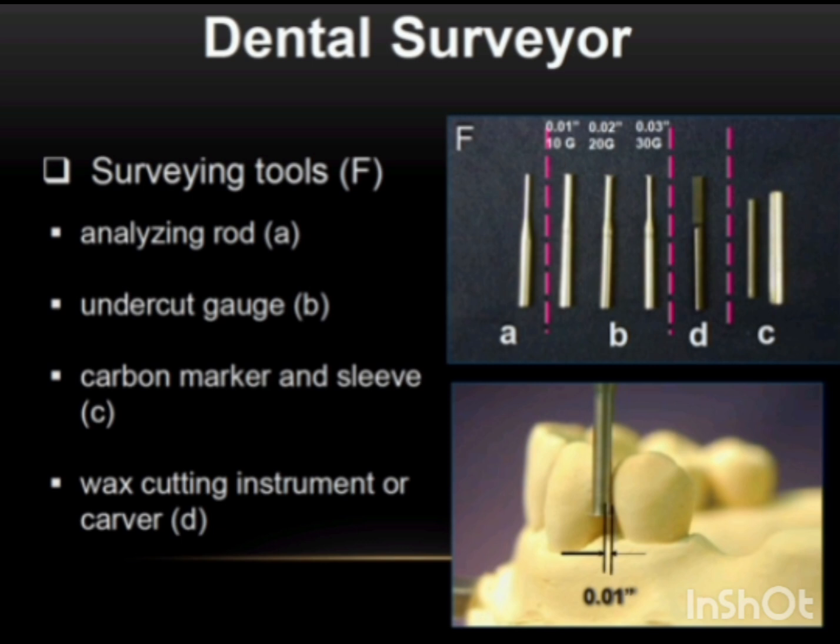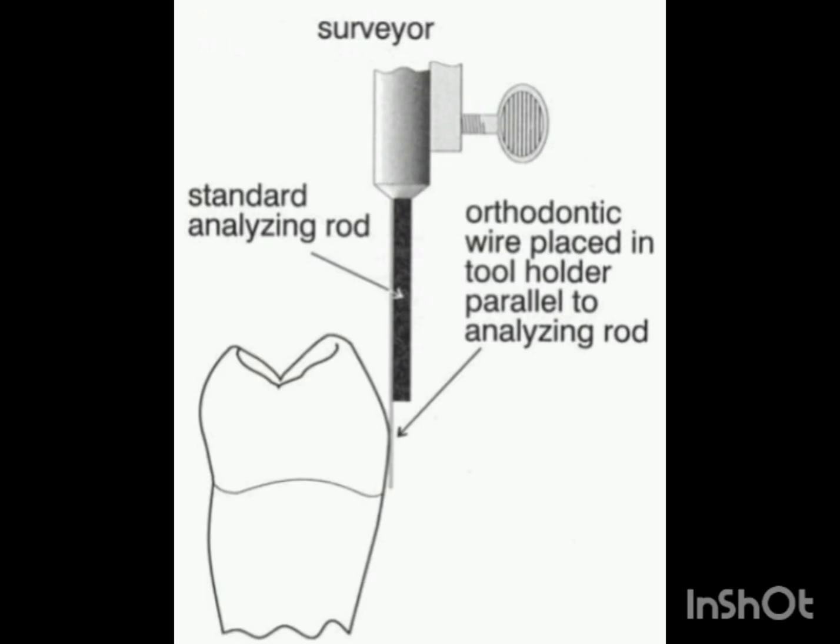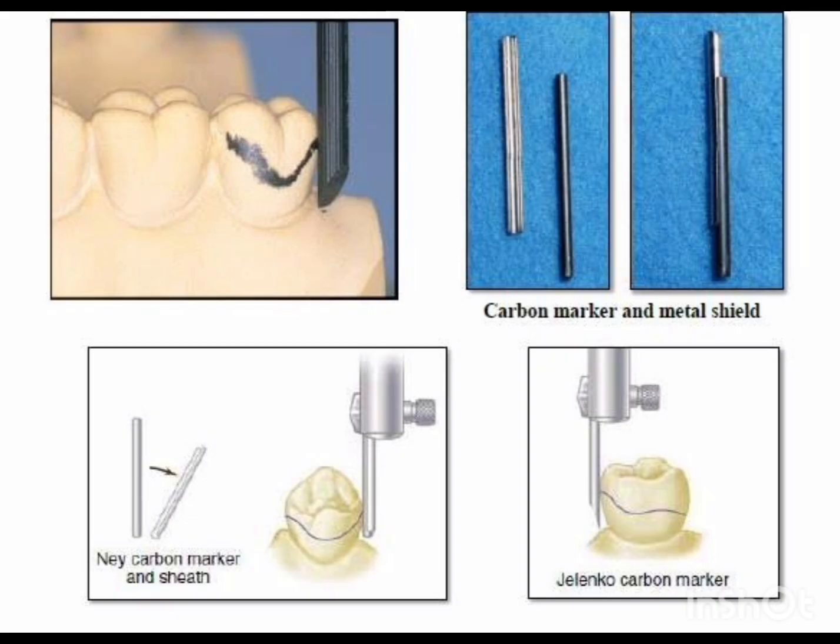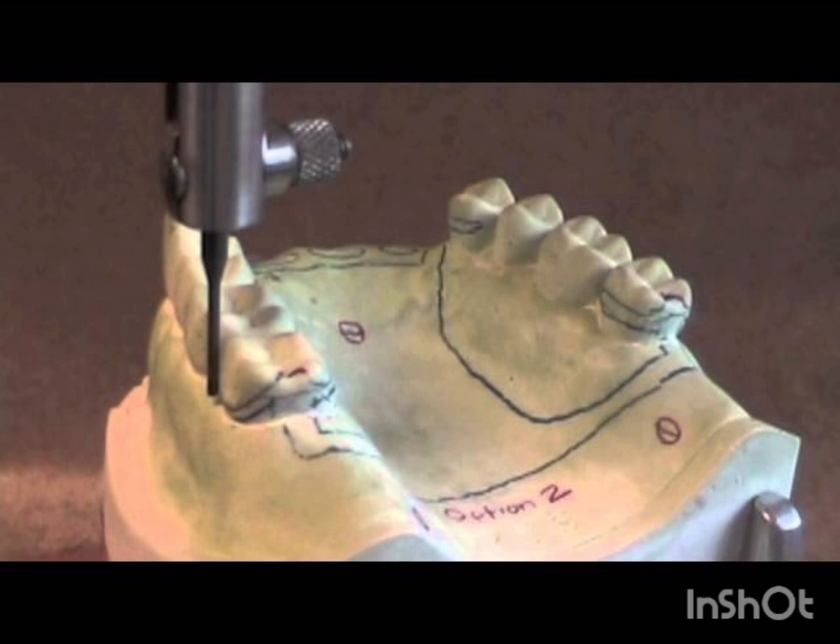The stepwise procedure of surveying is: first step is to mount the diagnostic cast on the surveying table, then use the analyzing rod to examine the tooth surfaces on the cast until an ideal path of insertion is achieved, and then mark the survey line using a carbon marker, measure the undercuts with appropriate undercut gauges, and finalize the removable partial denture design.